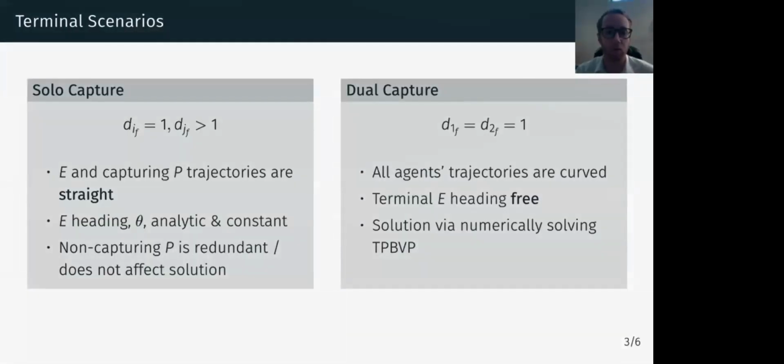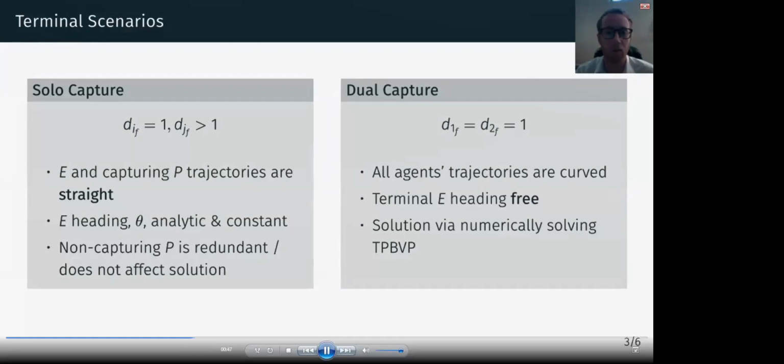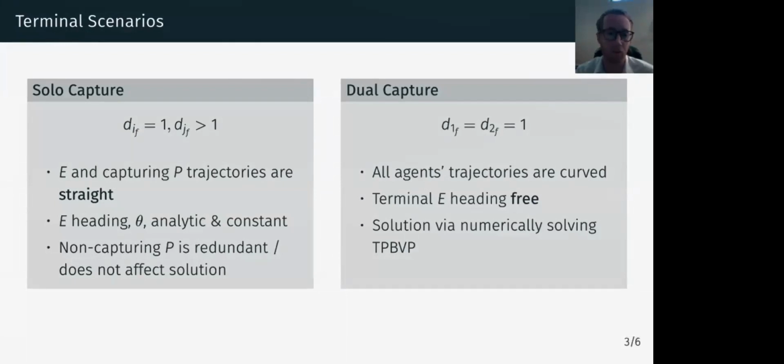Termination occurs when the distance between the evader and a pursuer is 1. There are 2 cases. One or other pursuer effects capture alone, or both pursuers effect capture simultaneously. In solo capture, the evader and capturing pursuer's trajectories are straight. E runs directly away, and capturing P runs directly towards. The non-capturing pursuer is redundant.